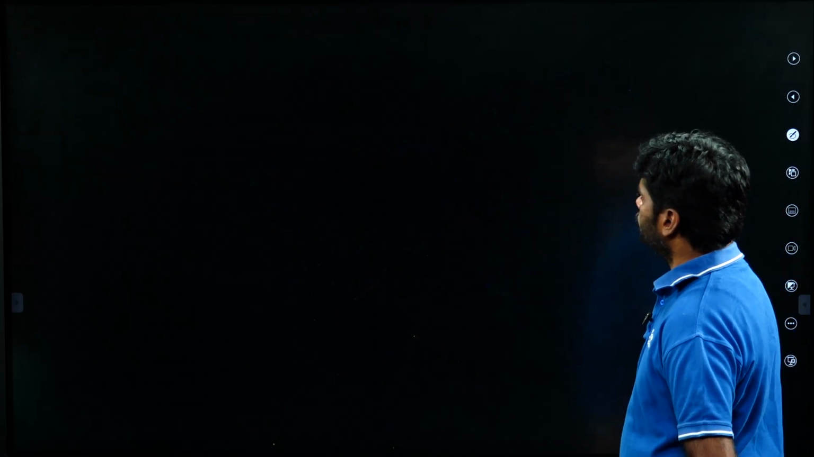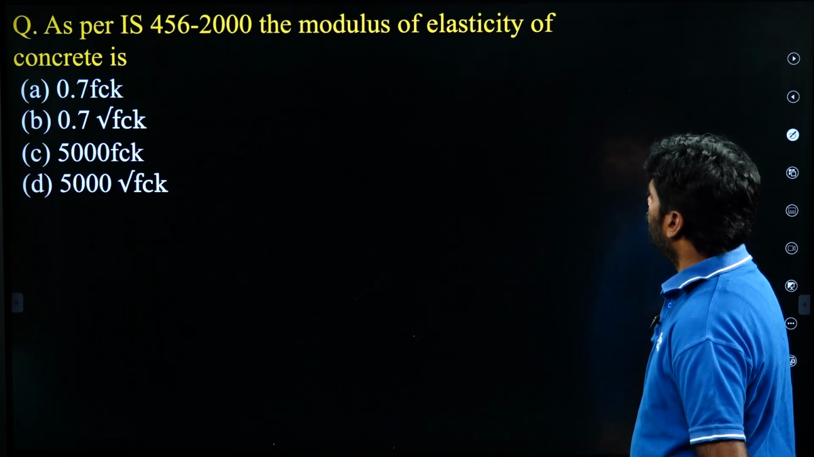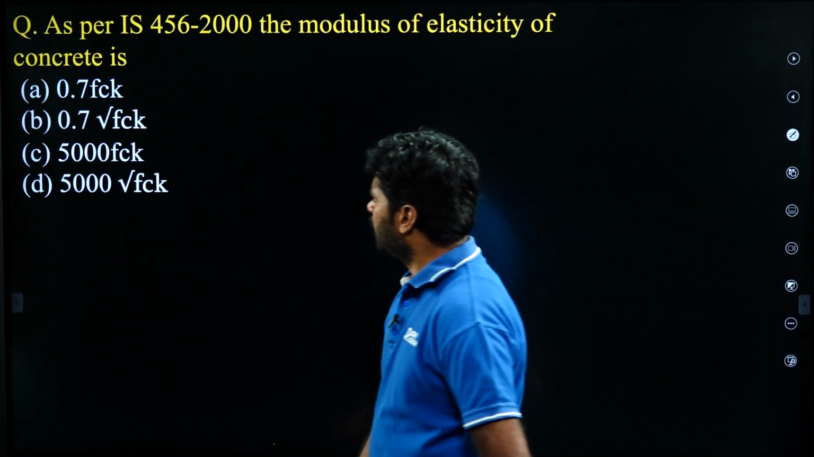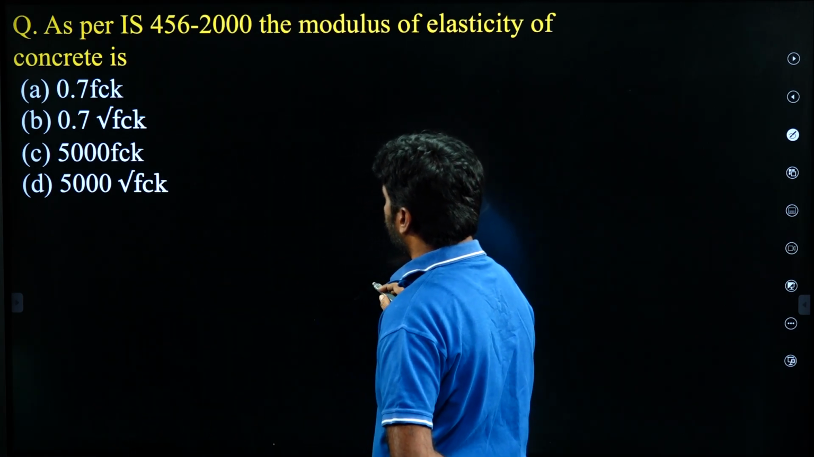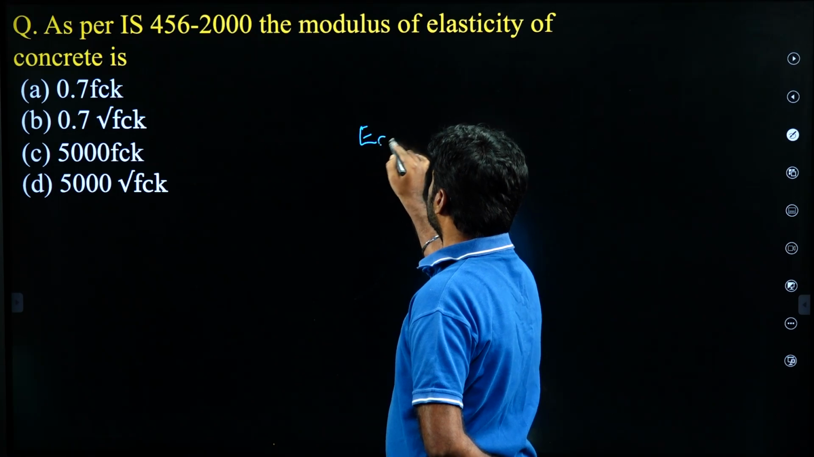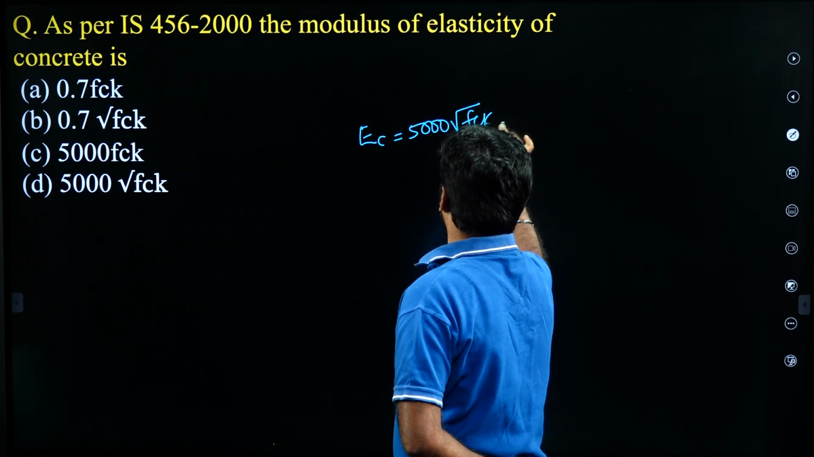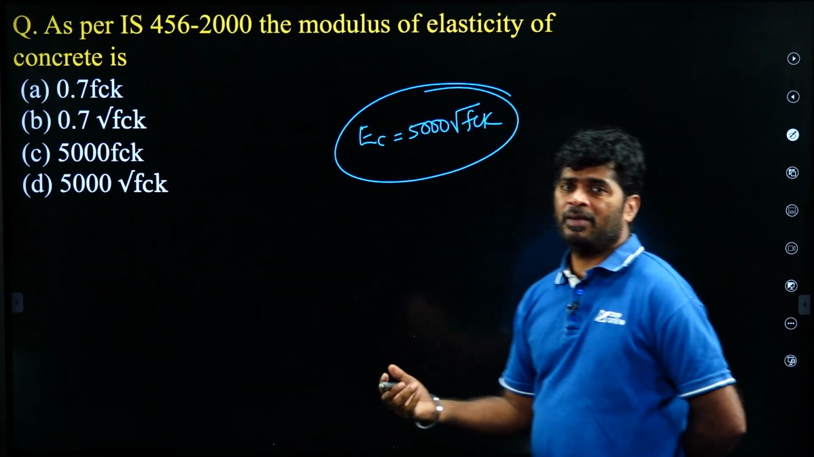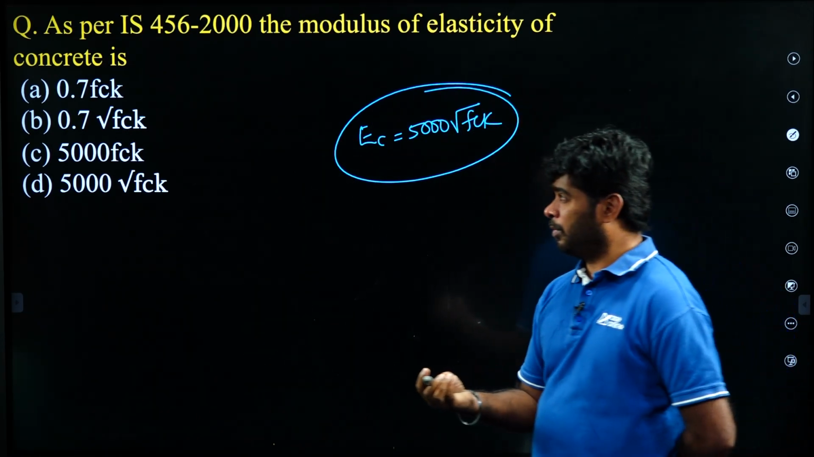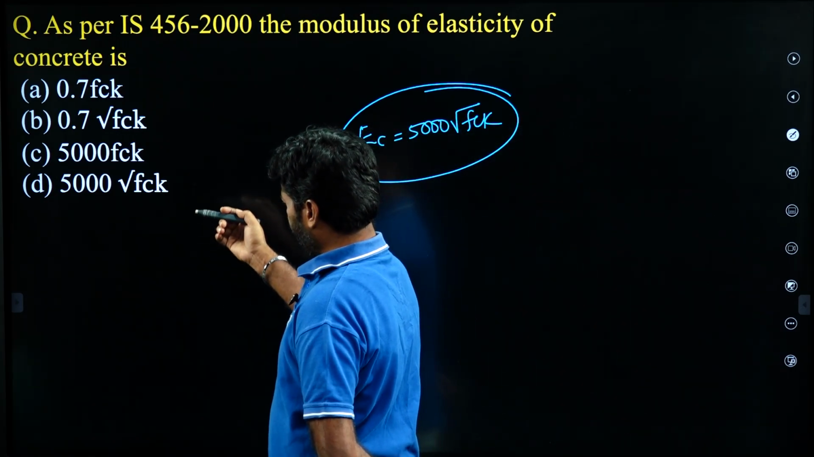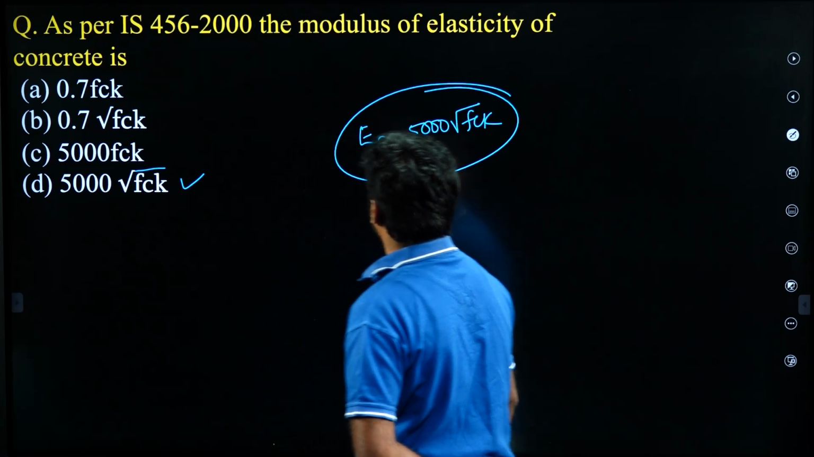Next, as per IS 456-2000, the modulus of elasticity of concrete is, concrete this time, not flexural tensile strength, modulus of elasticity, EC value they are asking. It is 5000 root FCK. Maybe they will ask the formula, or they may ask a simple numerical question. 5000 root FCK. Option D correct.